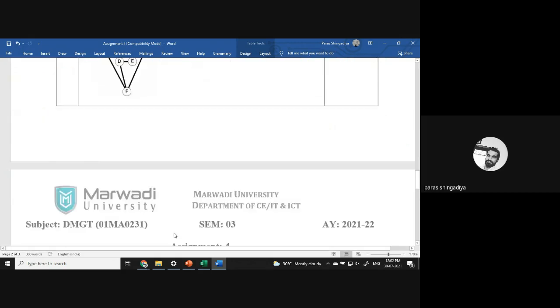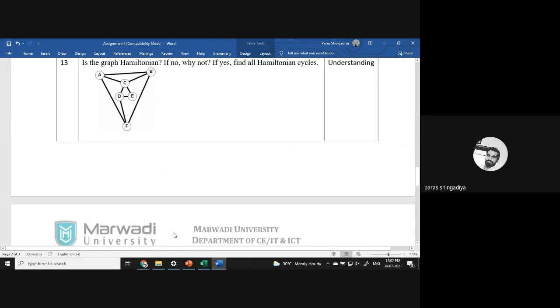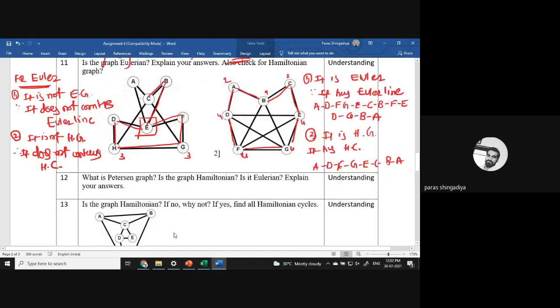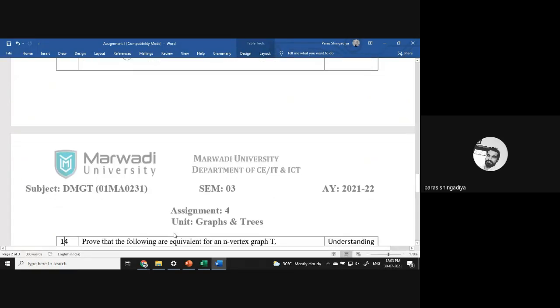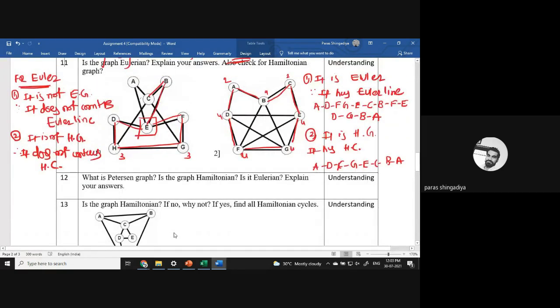Now in question number 12, we'll check the Petersen graph for the conditions of Hamiltonian and Euler. So first draw the Petersen graph, and I think we already checked that in the lecture. Now you just write down your conclusion again. Draw the Petersen graph, and then check it. Is it Euler? Is it Hamiltonian? Let's start, but you just write a proper answer.